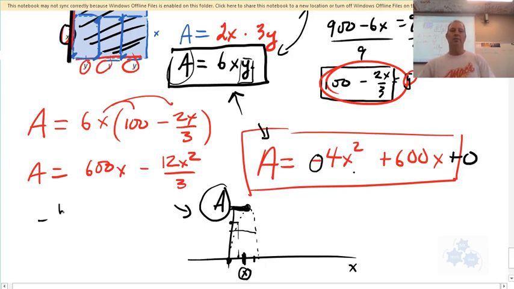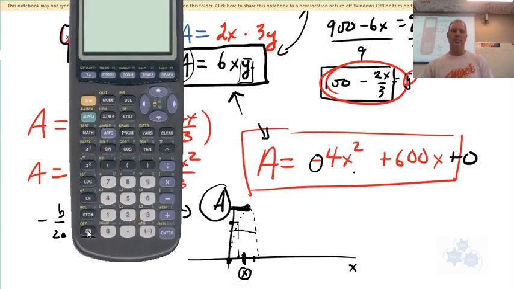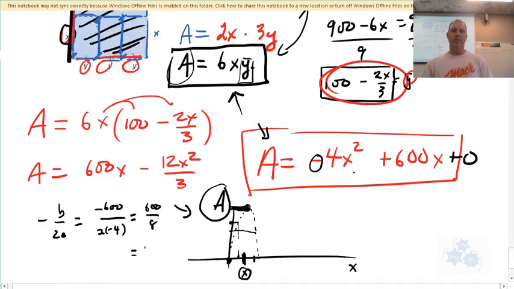Okay, so negative b over 2a is going to be negative 600 over negative 2 times negative 4. So what's that going to be? That's 600 over 8. What's 600 over 8? 75? Yes, 600 divided by 8 is 75. Okay, 75. What that means is that the x value of 75 should give us the maximum area.